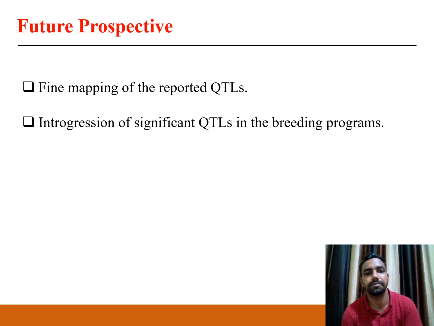The future prospect of this study could be the fine mapping of the reported QTLs, because in our results the confidence interval is a bit high. The fine mapping of the major QTLs can be performed, and ultimately those major QTLs can be used for introgression in soybean genotypes in the breeding program for the genetic improvement of soybean varieties.